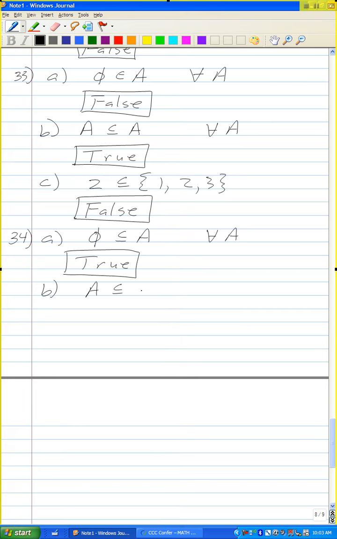Is every set a subset of the empty set? No. If A has at least one member, then that member is not in the empty set, because the empty set contains no members. So that's certainly a false statement.